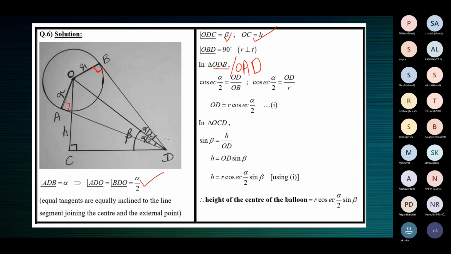Here I've taken ODB. In right triangle ODB, observe very carefully. OBD or ODB is a right triangle because this is 90 degrees. This is a right triangle where this angle is 90 degrees and this one is alpha by 2. This is the hypotenuse because it is opposite the right angle. And for alpha by 2, this is the opposite side.